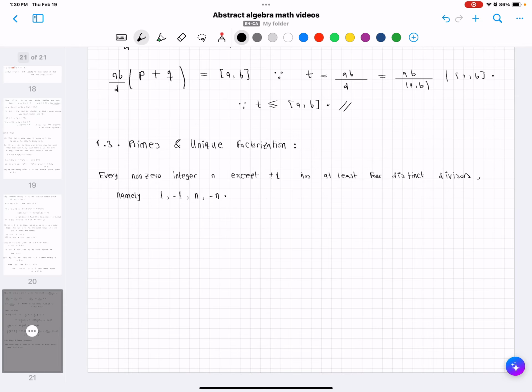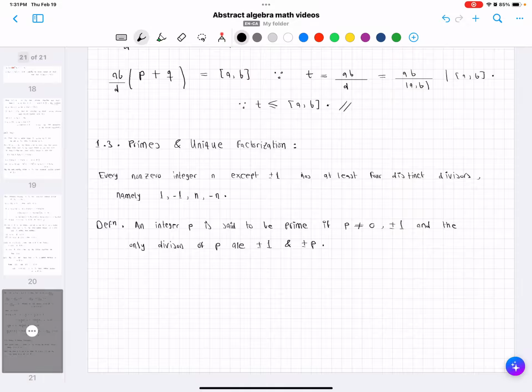So we have the following definition. An integer p is said to be prime if p is not equal to 0, plus or minus 1, and the only divisors of p are plus or minus 1 and plus and minus p.